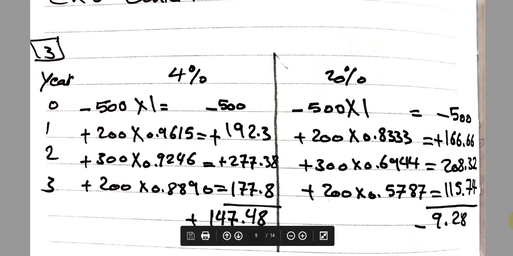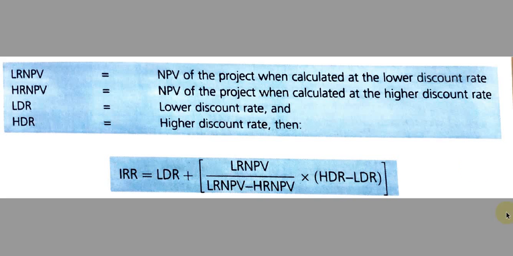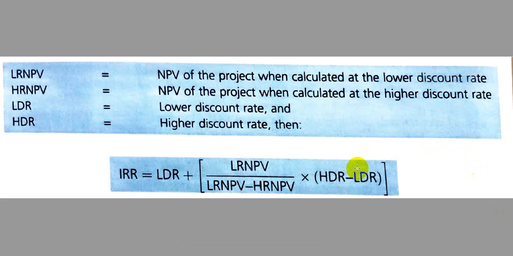So what's the next step? First, in order to find the IRR, you get the net present values of the amounts at 4% and at 20%. Then you use the equation used in the chapter here. This equation is at page 80 in the papers you are supposed to have.